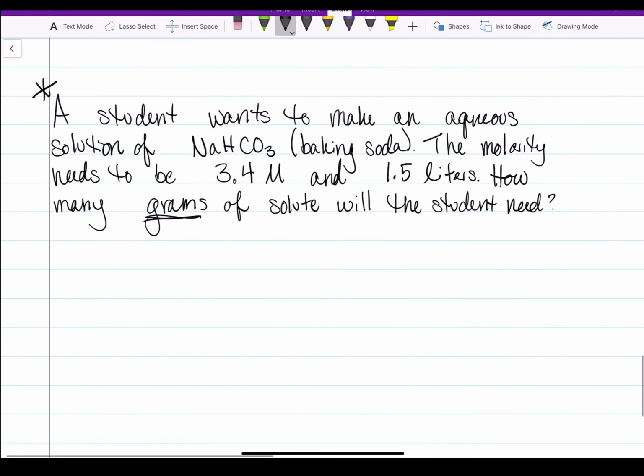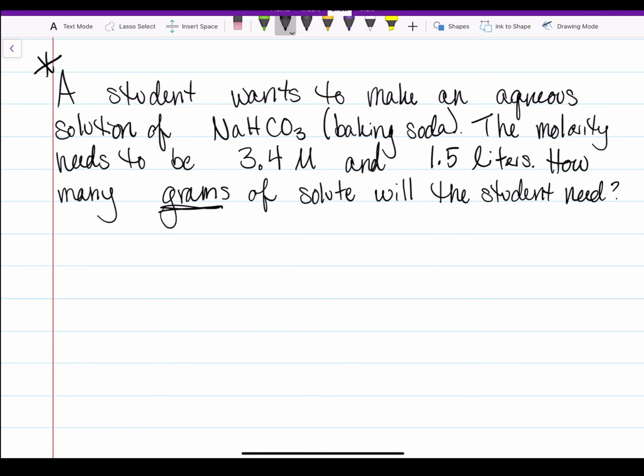All right, here is our extension for this, and it's a little bit more difficult because we're gonna incorporate some mole conversions. So go ahead and look at the problem. The problem says a student wants to make an aqueous solution of NaHCO3, which is baking soda. The molarity needs to be 3.4 and it has to be 1.5 liters. So how many grams of solute will the student need?